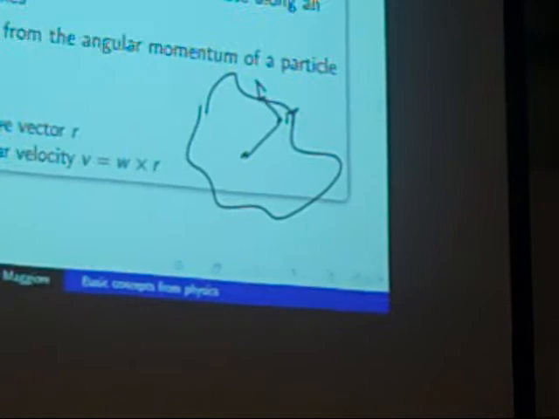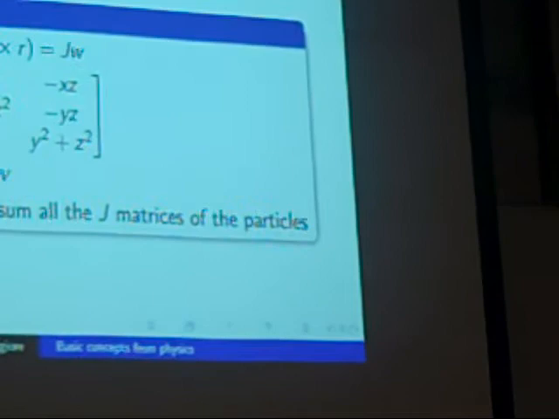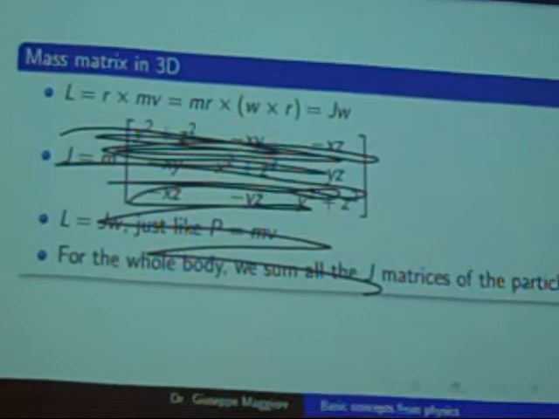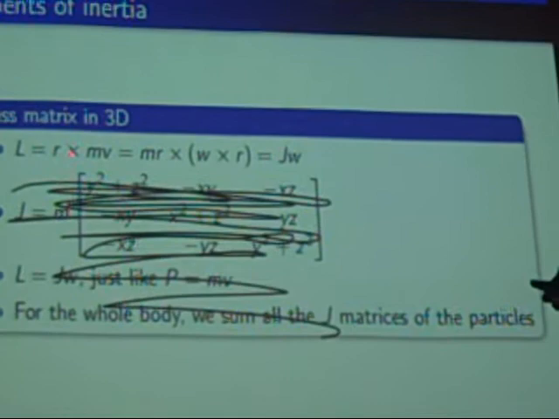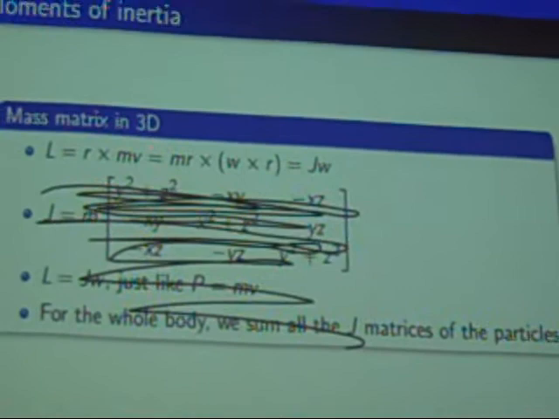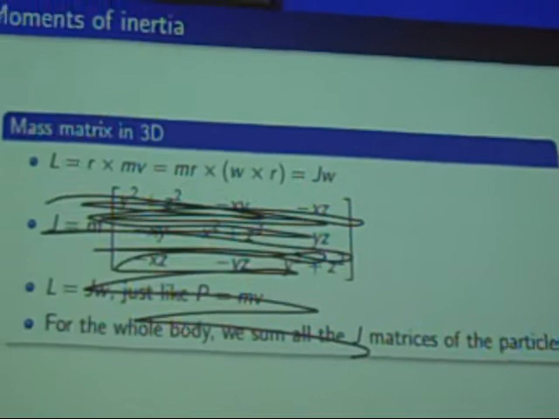Okay? So, how much angular momentum does the particle have? The angular momentum, and we've seen this before, is R times mv, which is the linear momentum crossed against the axis. Now, we know that the velocity is equal to W times R. Look, we've just done a simple substitution.